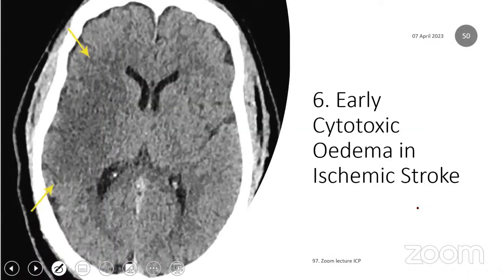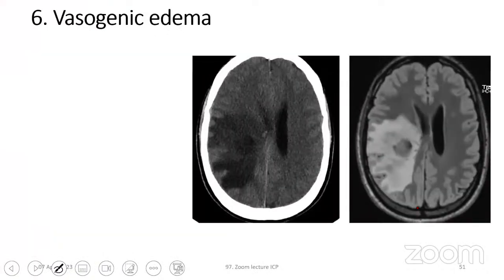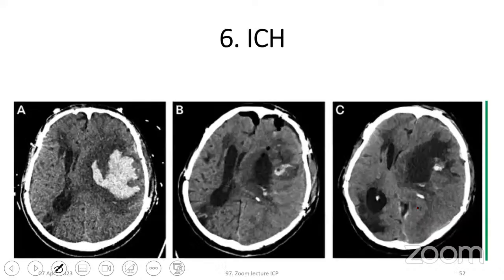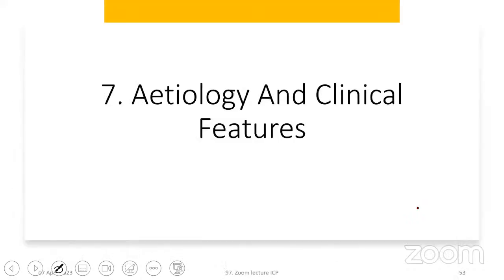So, in ischemic stroke, the earliest thing that happens is cytotoxic edema. Steroids have no role in cytotoxic edema. That's why we don't give steroids. Vasogenic edema can happen later. In ICH also, vasogenic edema happens later. So there are some studies coming up with steroids in ICH. And this is the interstitial hemorrhage.